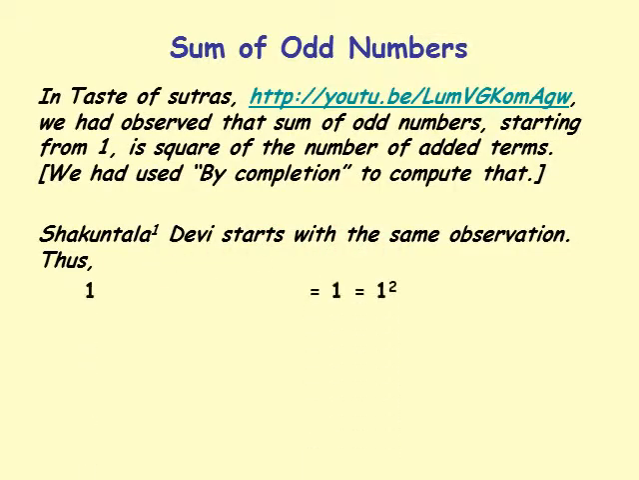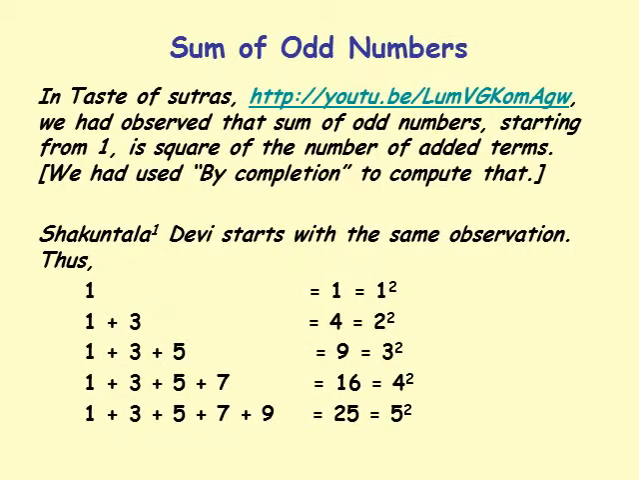Thus, 1 is equal to 1, which is the square of 1. Next, 1 plus 3 is 4, which is the square of 2. Add 5, so with 3 odd numbers, 1 plus 3 plus 5 is 9, which is the square of 3. Then add one more number: 1 plus 3 plus 5 plus 7 is 16, which is 4 squared. And 1 plus 3 plus 5 plus 7 plus 9 is 25, which is the square of 5.